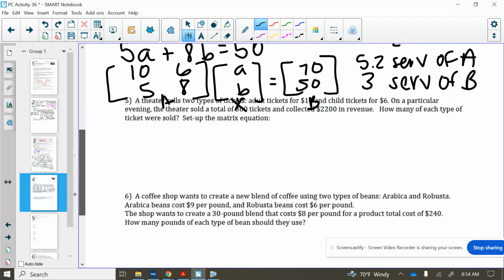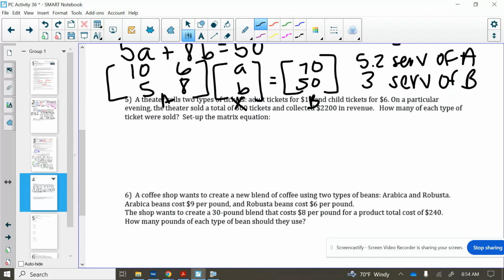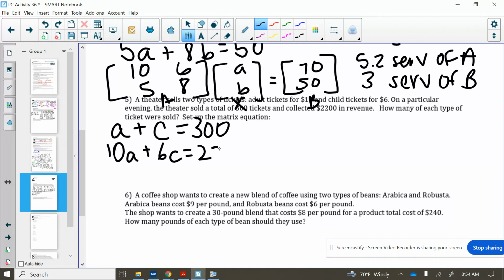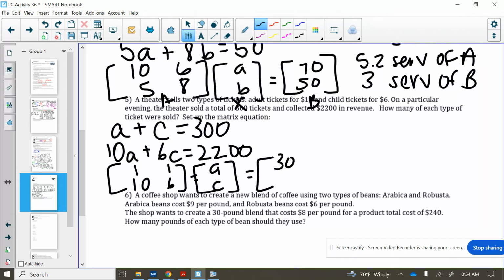Another example we had yesterday was talking about ticket sales, and we said that the number of adult and children's tickets sold total was 300. It was $10 per adult ticket, $6 per children's ticket. Their total amount of tickets sold was 2,200. So we had 1, 1, 10, and 6. We had A and C as our variable matrix, and that equaled our constant matrix like so.